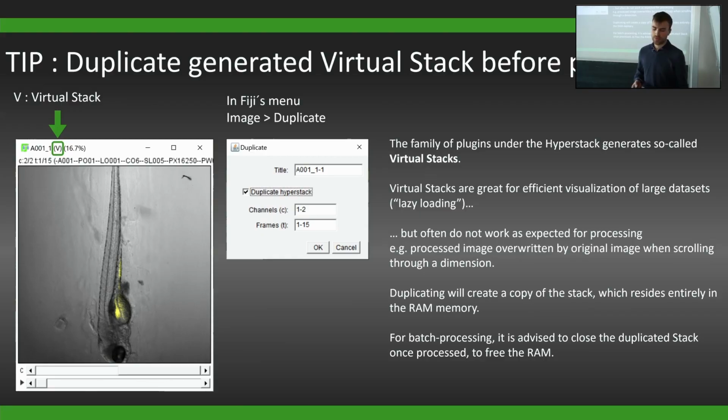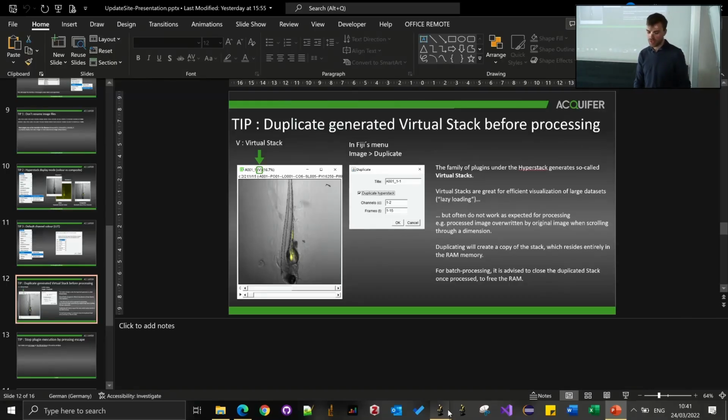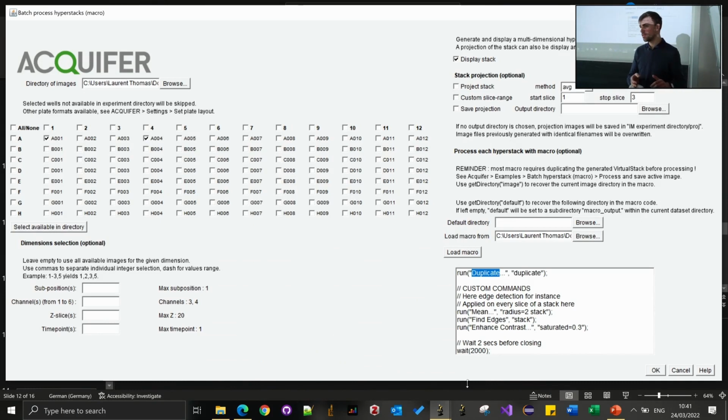So if you want this batch process macro to work correctly, you should most of the time duplicate the virtual stack to a normal stack and then process the macro. That's why I put it here in the first line. It's also explained in the graphical interface, this reminder message here. But I think I will change it in the future and make a tick box, use virtual stack. If you don't tick it, by default it's just going to load everything in memory. It's going to be a bit slower, but you don't have to worry about putting this run duplicate. So we're going to see it: you're going to see the image being duplicated and then being processed.